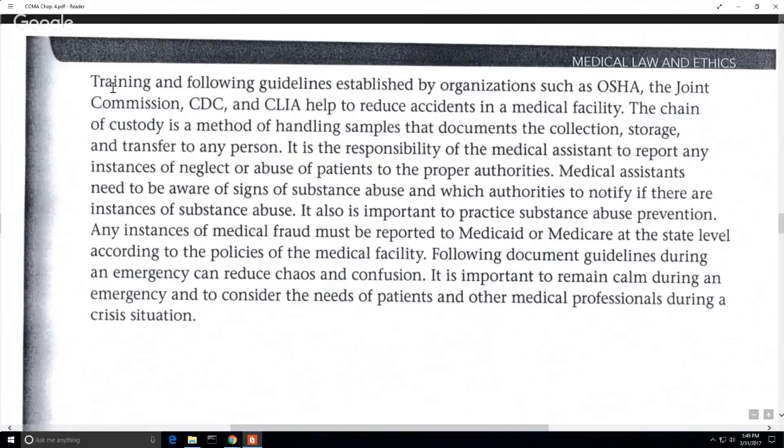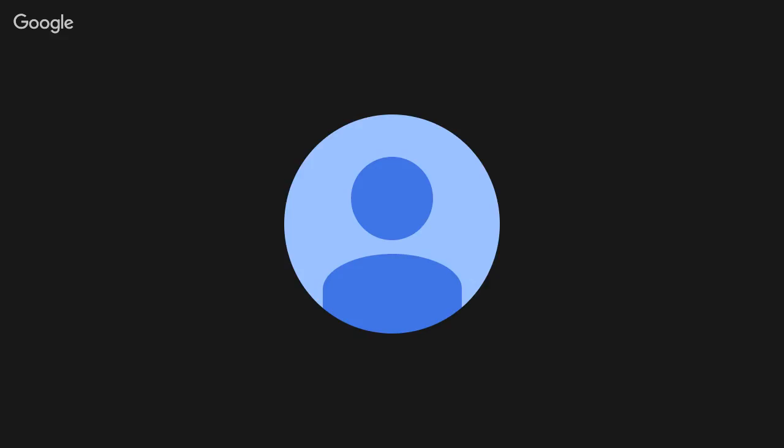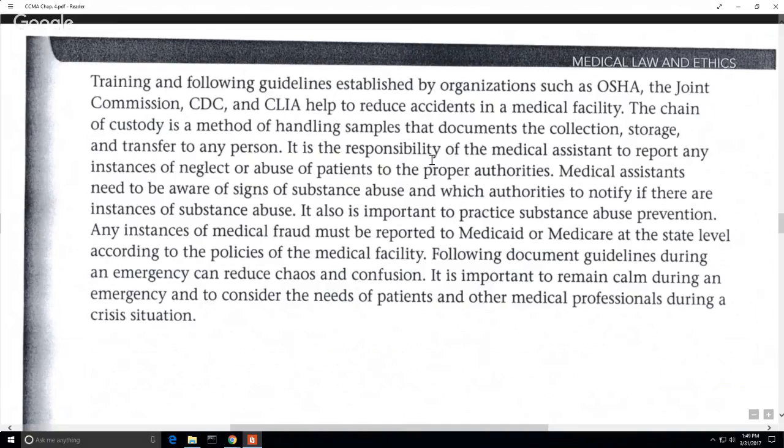Okay. Now the training and the following guidelines established by organizations such as OSHA, the Joint Commission, CDC, and CLIA help to reduce accidents in the medical facility.